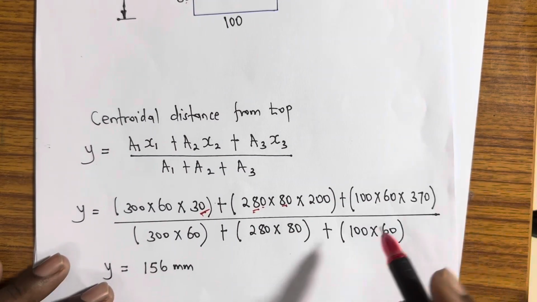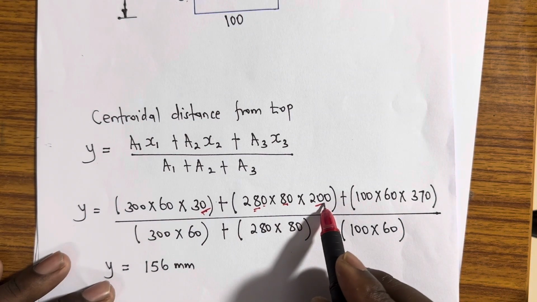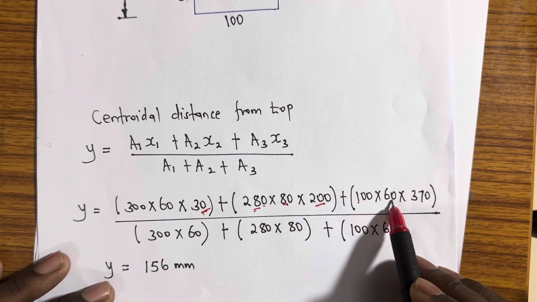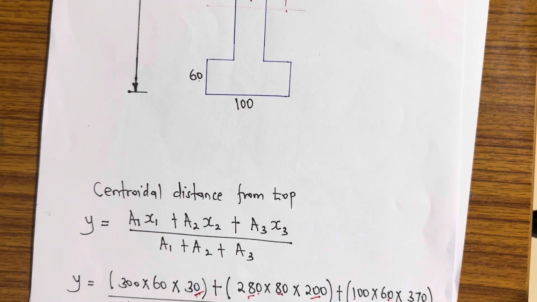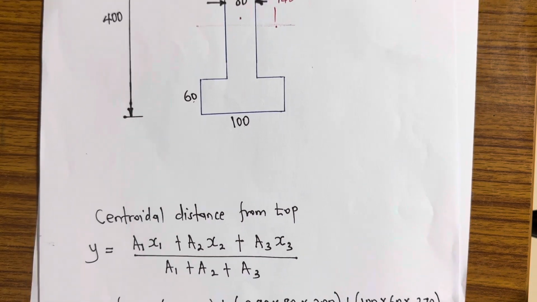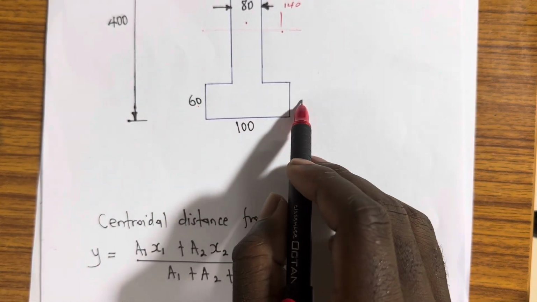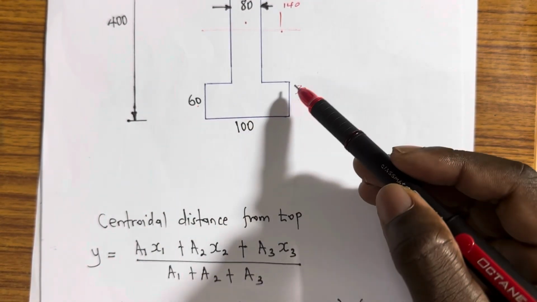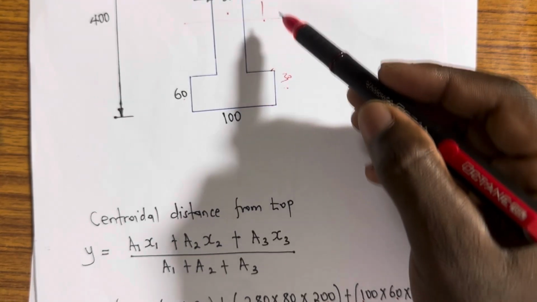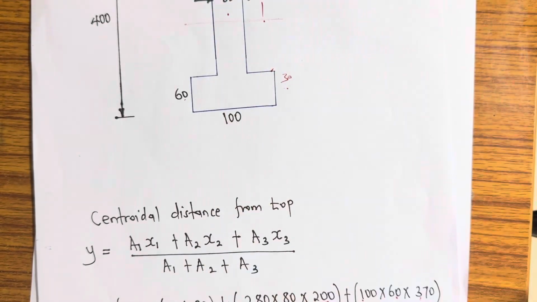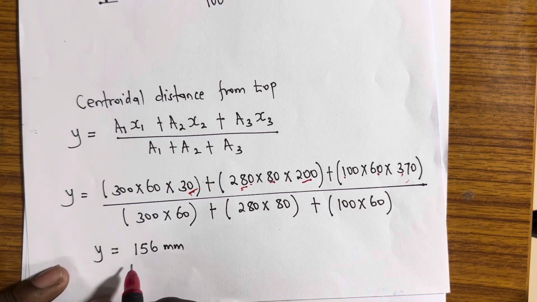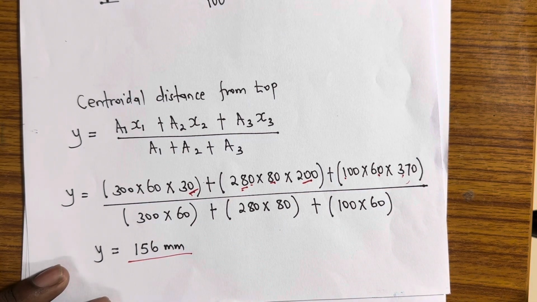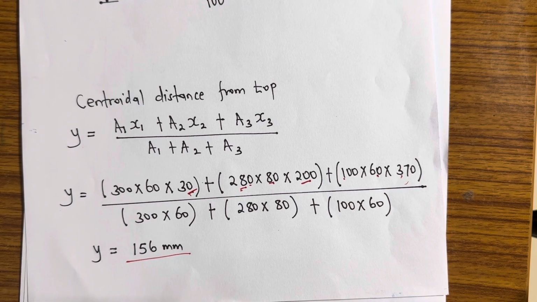Now that is done. That's why we have here 200. Then 100 times 60 for the bottom flange. So that means we multiply it with 370. From the top, half of 60 is 30. So 30 up to here, 30 plus 280, then plus 60. So you come to 370. Then divide by the total area. The answer is coming to 156. This is our centroid.